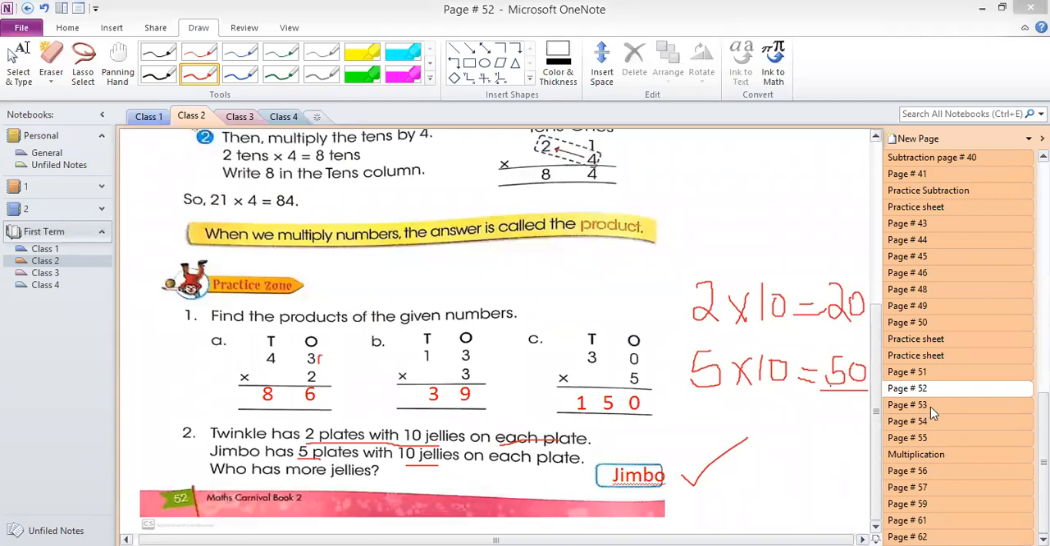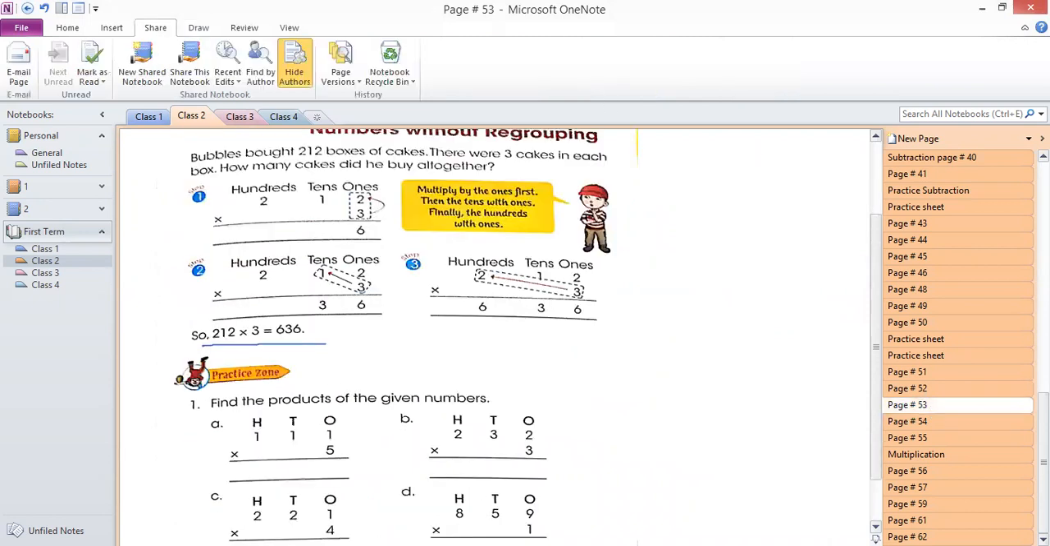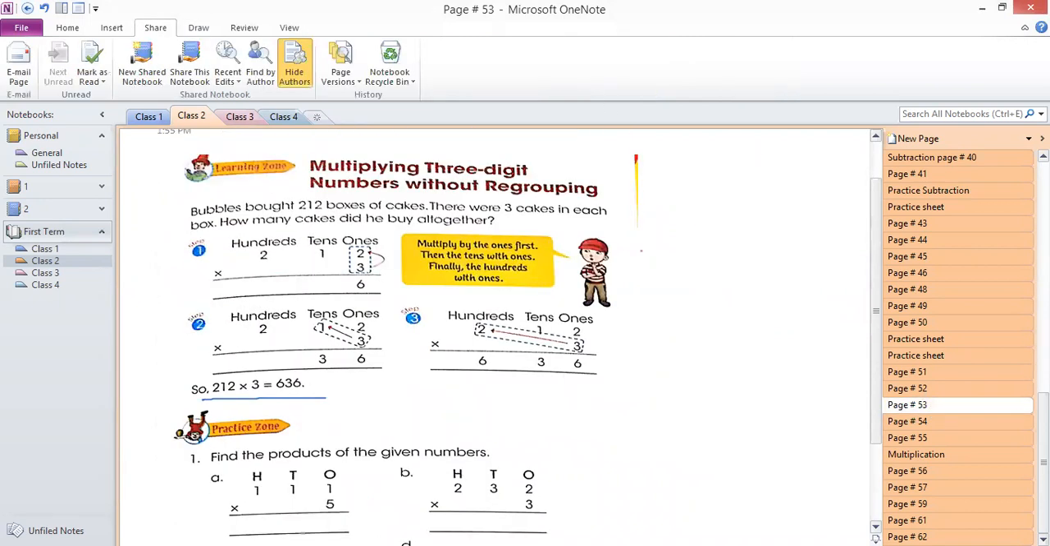That's very good. Now let's move to page number 53. On page 53, guys, we are going to learn multiplying 3-digit numbers without regrouping. Before that, we were multiplying 2 digits by a single digit. Now we are going to multiply 3-digit numbers by a single digit. So in multiplying 3-digit numbers without regrouping, let's check an example.